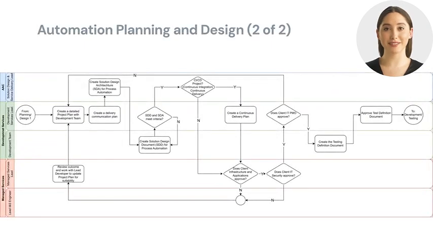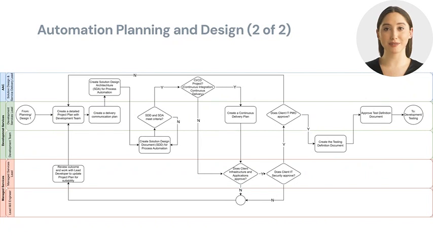Automation planning and design. Slide 2 of 2. The development services lead creates a detailed project plan with the client IT PMO and the development team and creates a delivery communication plan. The solution design and service delivery lead and development team are responsible for creating the solution design architecture and solution design document for process automation. The development lead evaluates both of these, and if they meet the criteria, the solution design and service delivery lead evaluates if the project belongs to continuous delivery. If it does, they also create a continuous delivery plan.